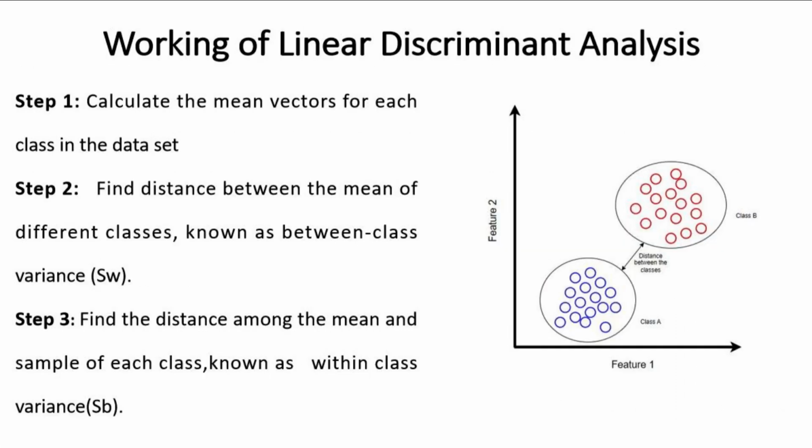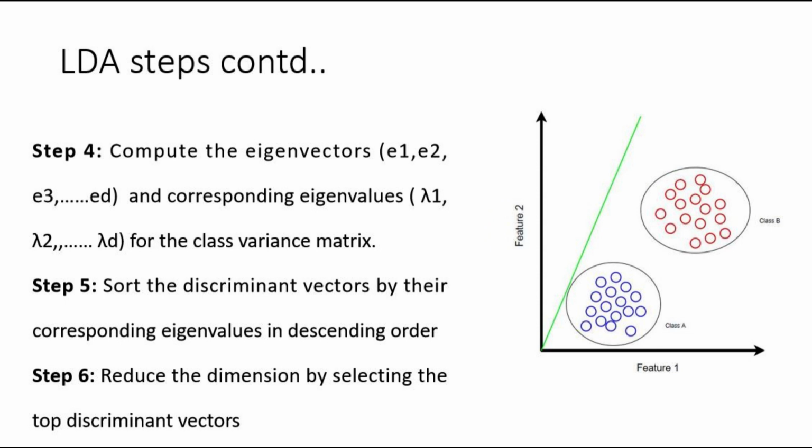The following steps explain the working of LDA. In step 1, calculate the mean vectors for each class in the data set. Then in step 2, find the distance between the means of different classes, known as between-class variance. In step 3, find the distance between the mean and samples of each class, known as within-class variance. Then in step 4, compute the eigenvectors and corresponding eigenvalues for the class variance matrix.